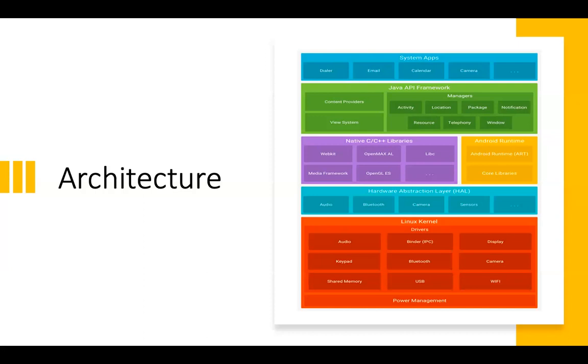Then after that, there is an API, so the Java API or the Kotlin API. If it is a Java related application, it comes with Java. If it is Kotlin related, Kotlin will come in this. So in these two versions, this group will support the API framework. Here, this portion contains the managers.